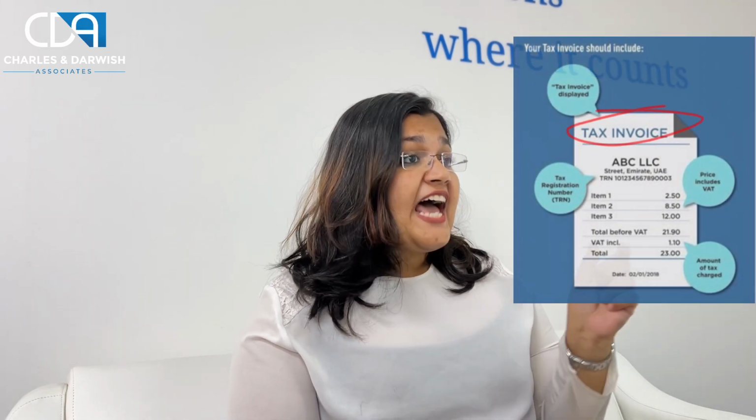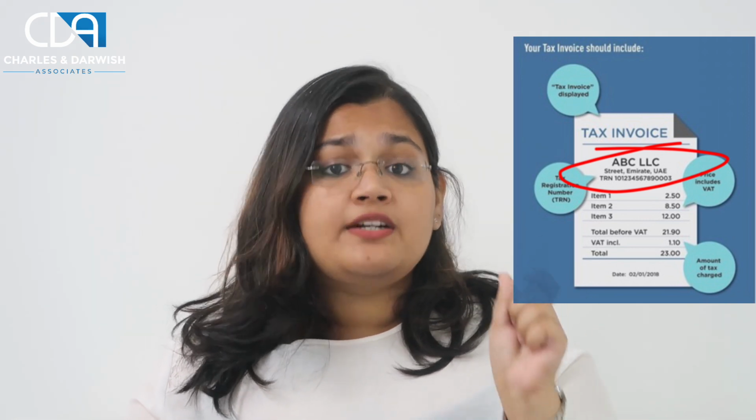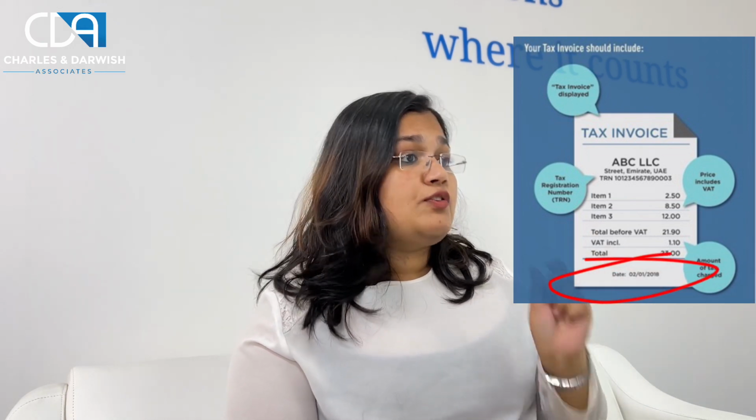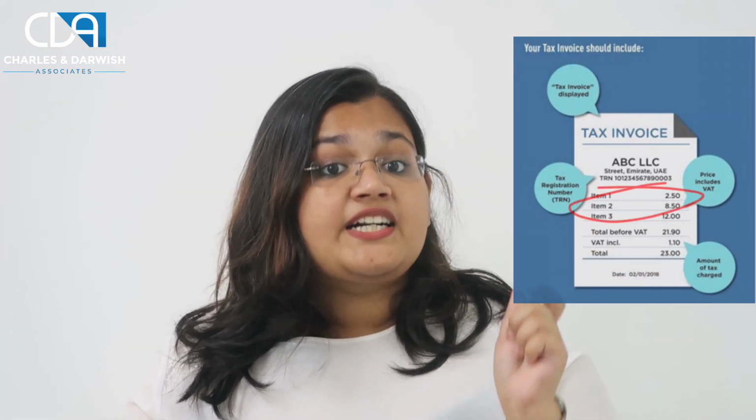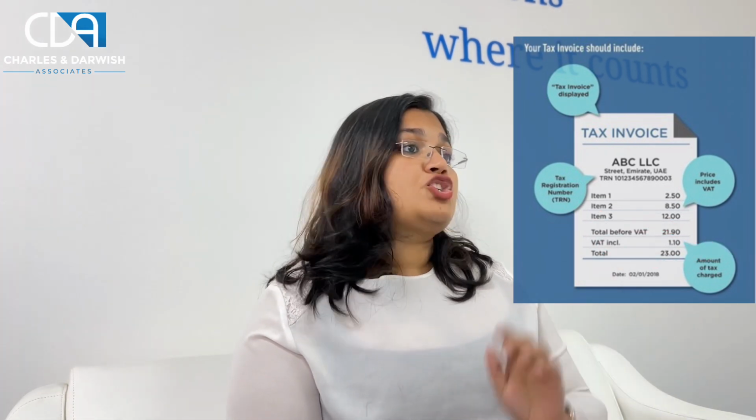How would my simplified tax invoice look like? A simplified tax invoice shows, first, the words "tax invoice" clearly displayed on the invoice. Second, the name, address and the tax registration number, the TRN, of the supplier. Thirdly, the issuing date of the tax invoice. Fourth, a description of the goods or the services being supplied. Finally, the total consideration and the tax amount that has to be charged.